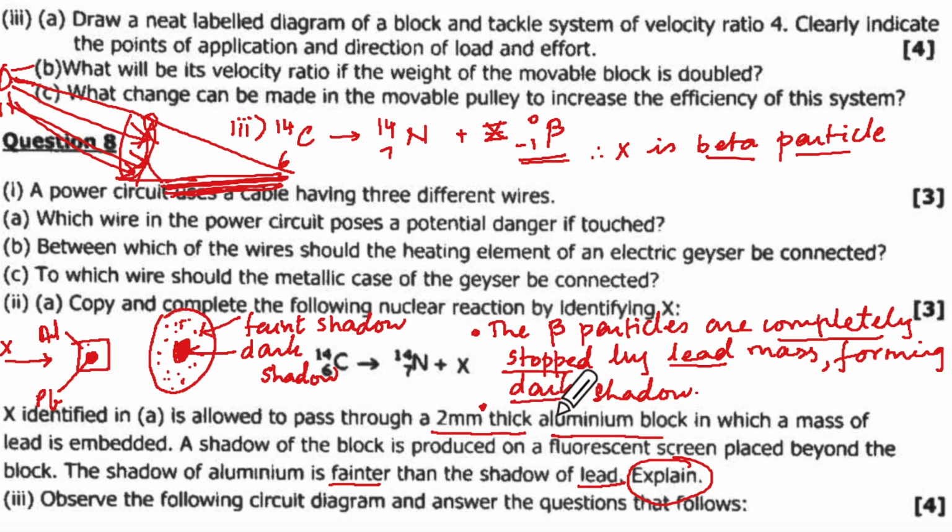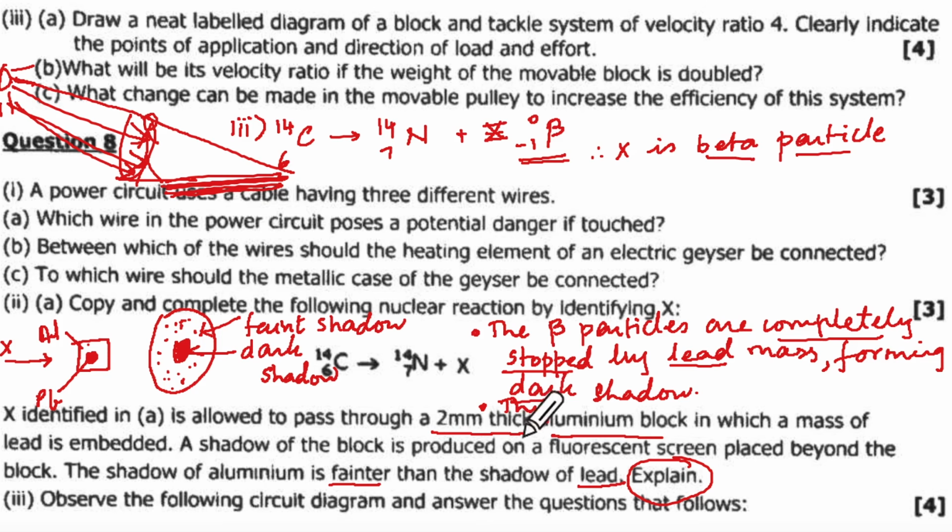The second bullet, tell me, I'm not writing. You tell me what you should write. The beta particles are partially stopped. You can start with they. They are partially stopped, or partially allowed to go through. They partially penetrate through aluminium block, forming faint shadow. Do we need to mention faint shadow?